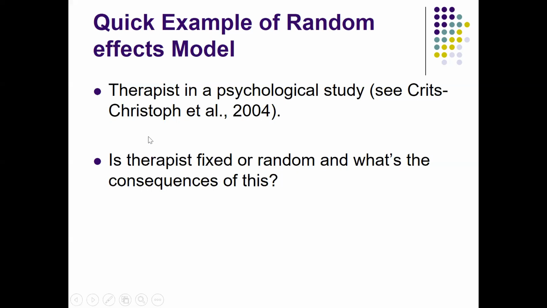In this Kristoff study from 2004, this again was looking at substance abuse, but was looking at patients randomly assigned to treatment arms. But those patients were randomly assigned to randomly chosen therapists, right? So now we have two levels of randomness. The randomly chosen patients being treated by randomly chosen therapists.